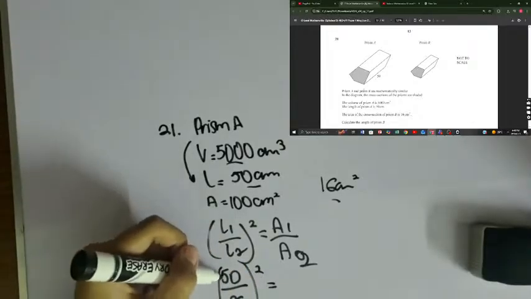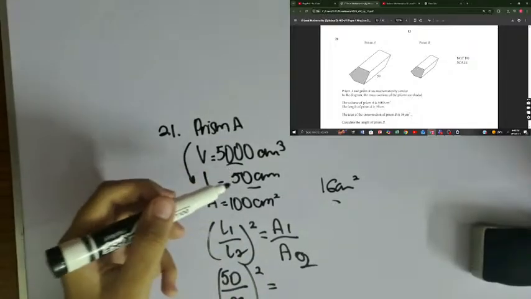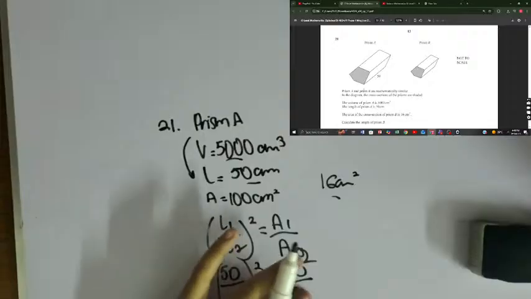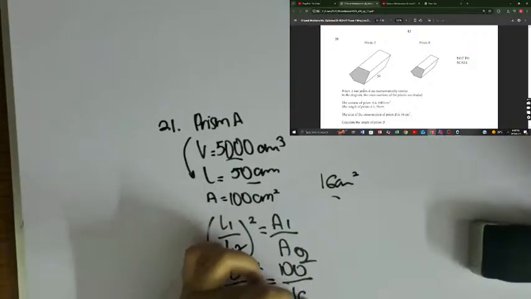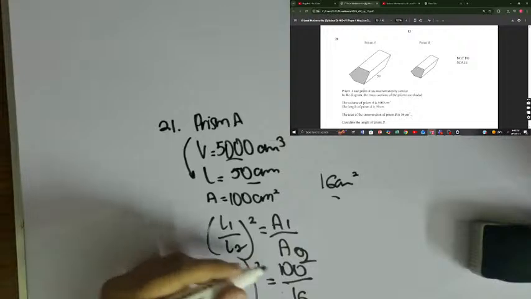Since we use 50 in the numerator for prism A, that means that we need to use the area for prism A as well. So that becomes 100 upon A2. Actually, we're given the area for prism B, which is 16. So now let's just cross multiply and try and find out the answer. Or what we can do is take a square root on both sides.